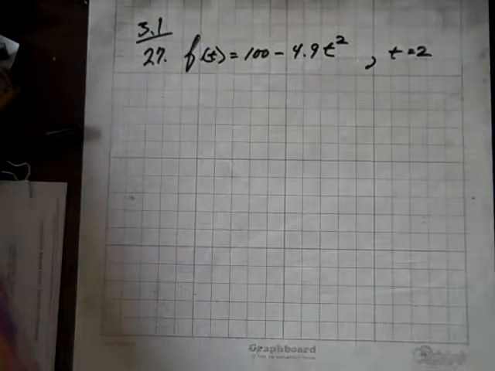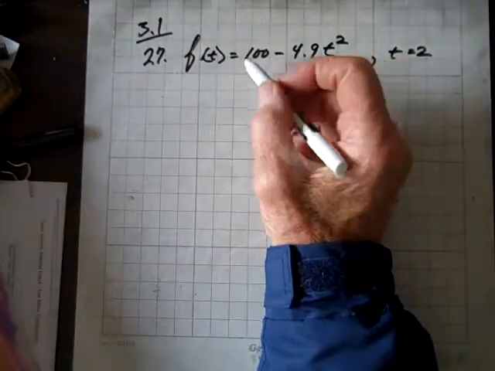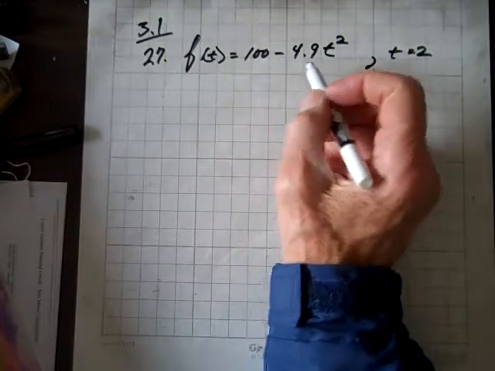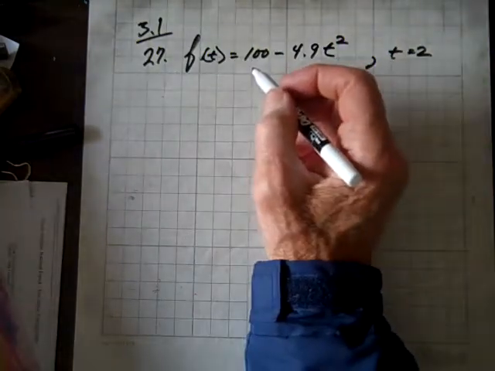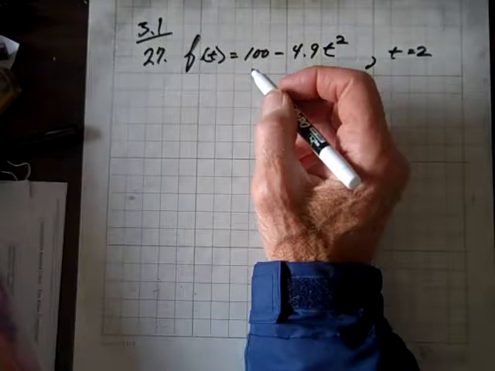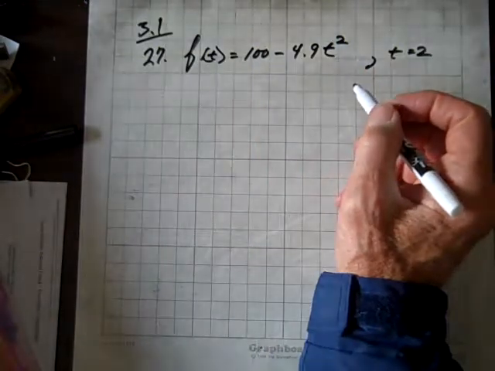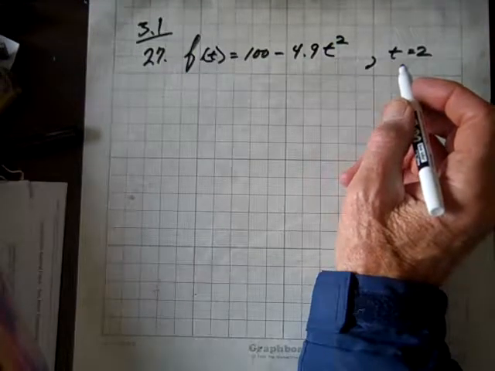Okay, now we're doing question 27. We're told we've got a height of f of t equals 100 minus 4.9 t squared. We're going to drop an object from this tower. That's how high the tower is, 100 feet. And we want to know how fast that object is falling after 2 seconds.